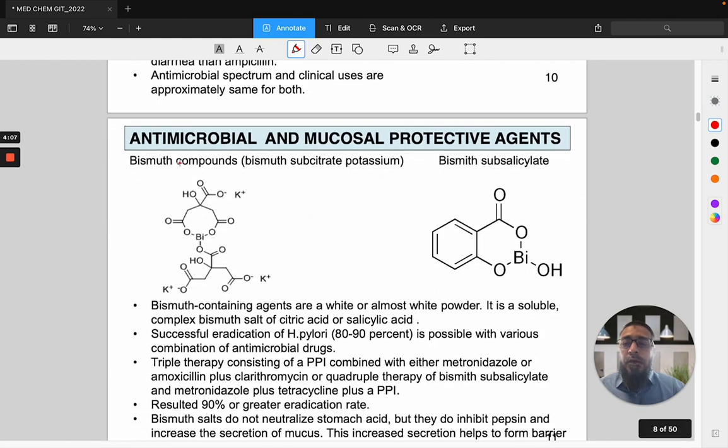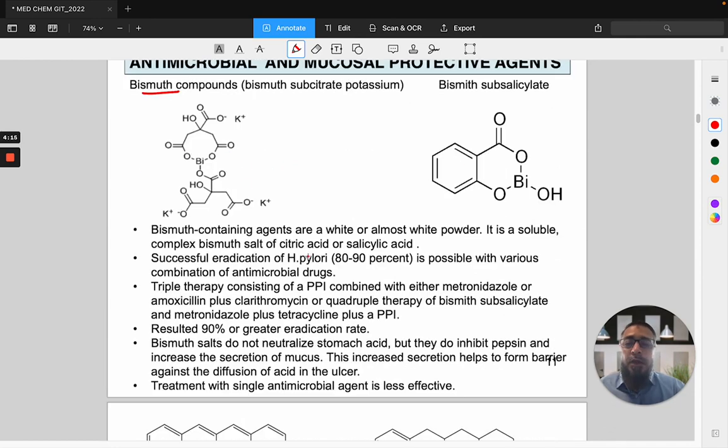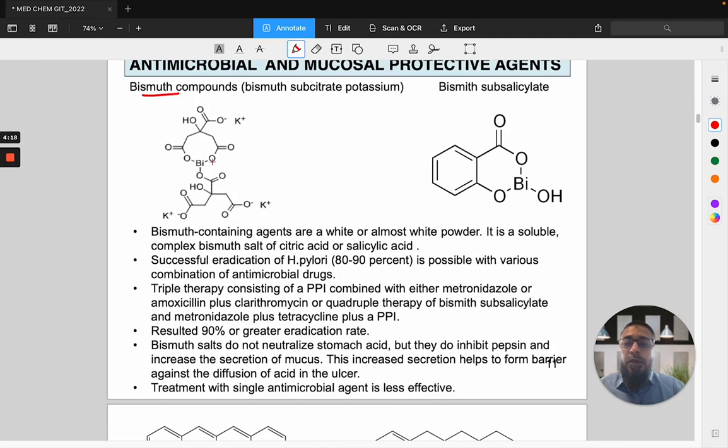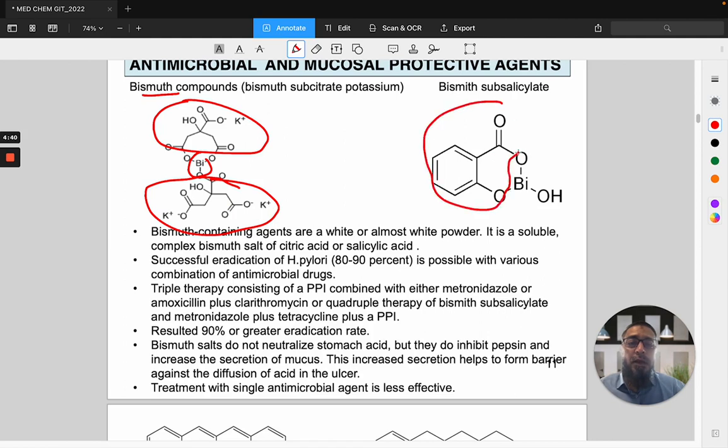The second example of antimicrobial and mucosal protective agents are the bismuth compounds, bismuth subcitrate and bismuth subsalicylate. You can see the bismuth complex here with two citrate molecules: this is one citrate molecule and this one is the second citrate molecule. That's why it is the bismuth subcitrate complex. The second one is bismuth subsalicylate. This is the salicylate and this is the bismuth, so it is the complex of bismuth with salicylate.